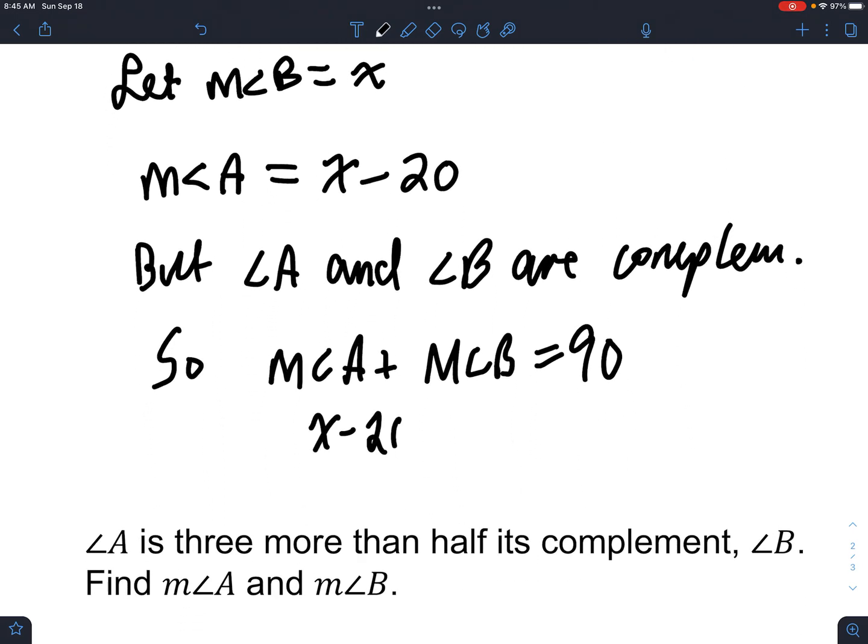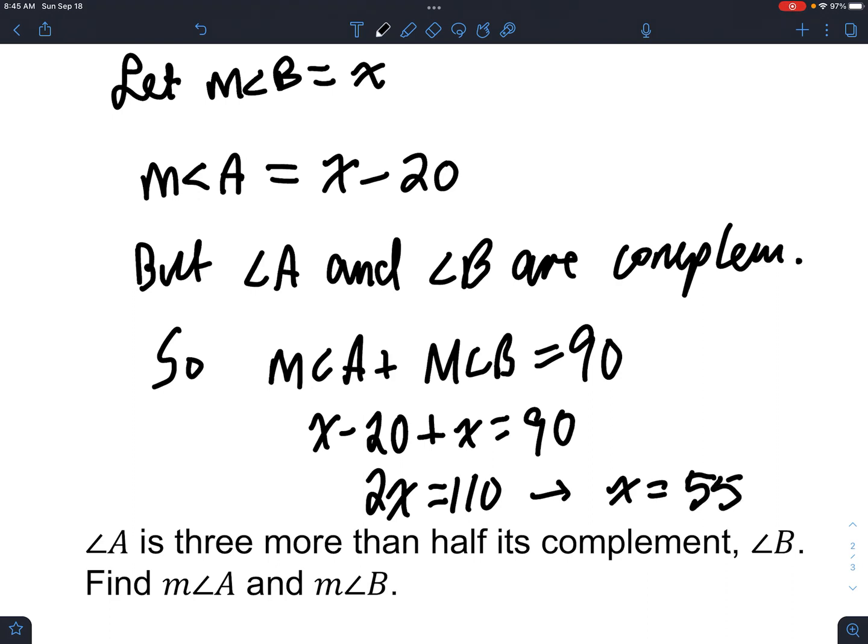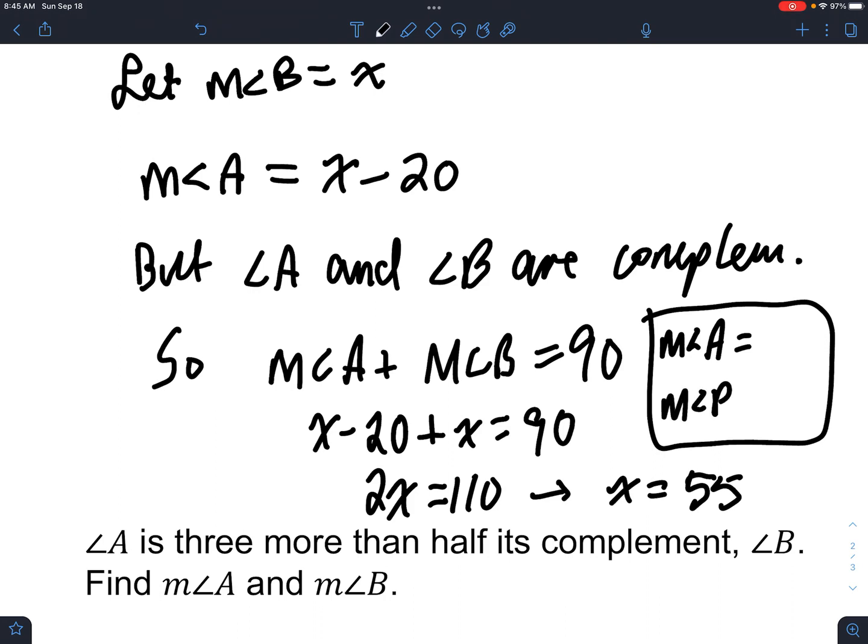So just go ahead and plug in what we know. And then we get that X is 55. So to conclude, the measure of angle B I know is 55 because it's just X. And then if you don't want to look back on your work, you know that these have to add to 90, so angle A has to be 35. But that's also true because it's equal to 55 minus 20.